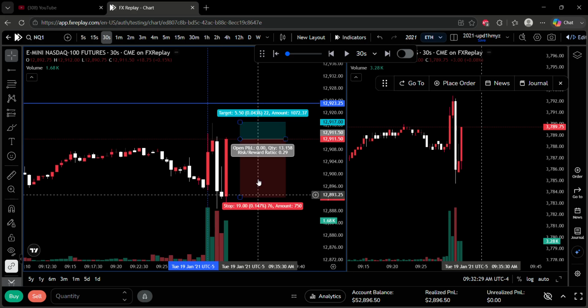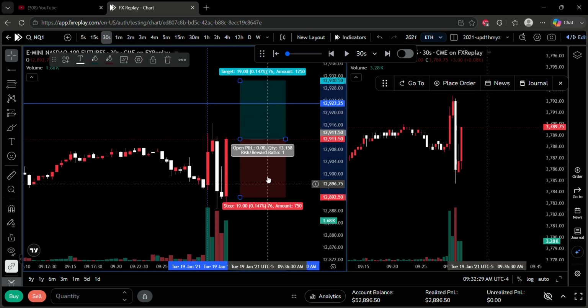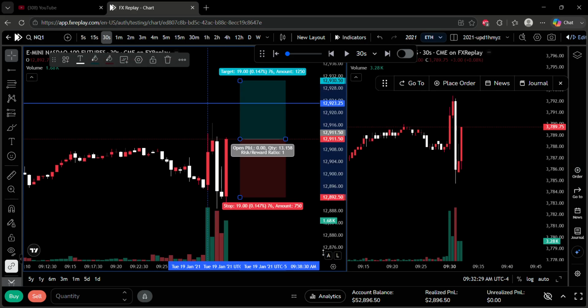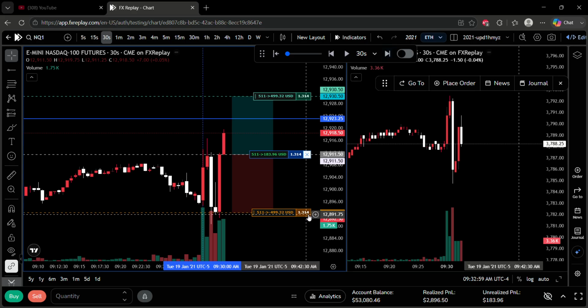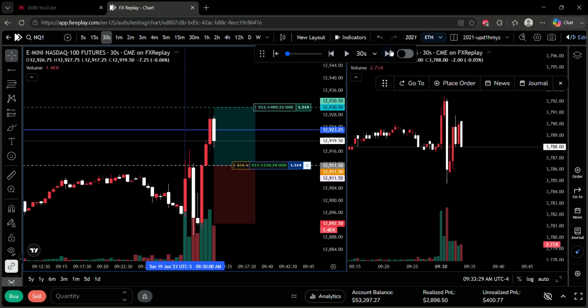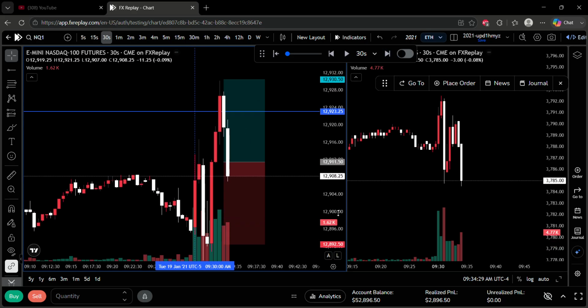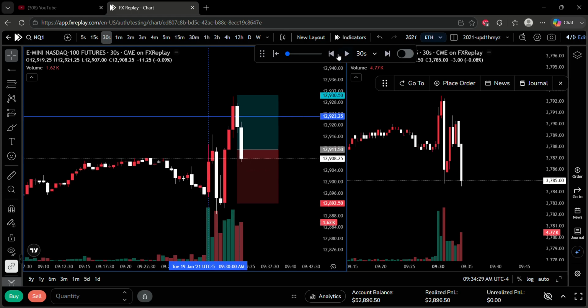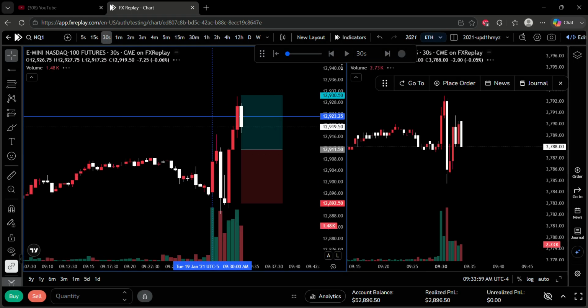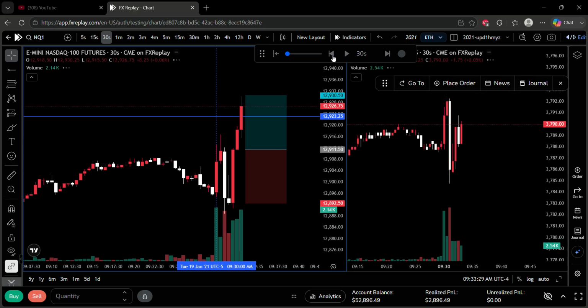I would honestly just 1-to-1 here, because we don't have like structure to target. Break even. That is target. That is one tick. I'm going back in time, gang. Going back in time.